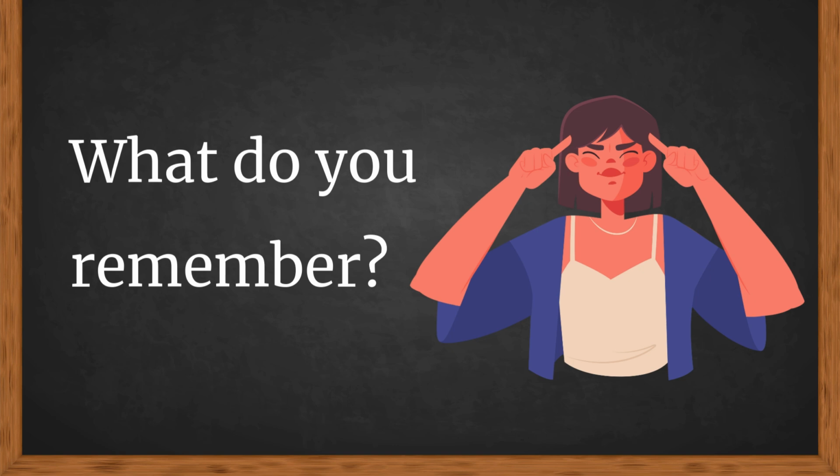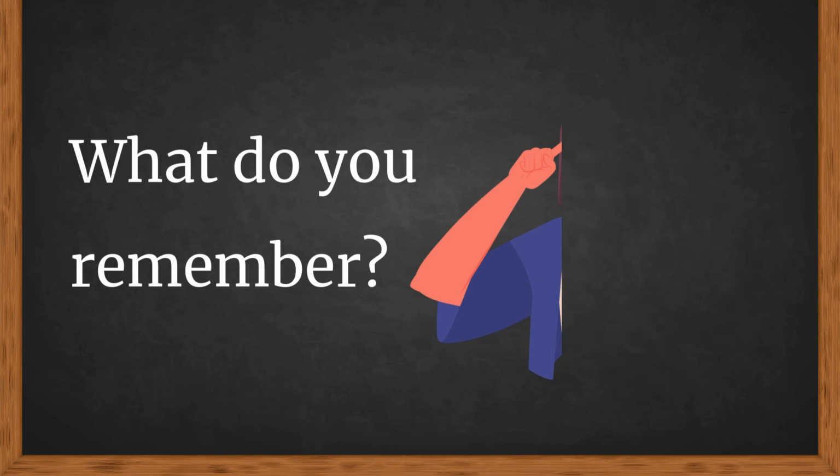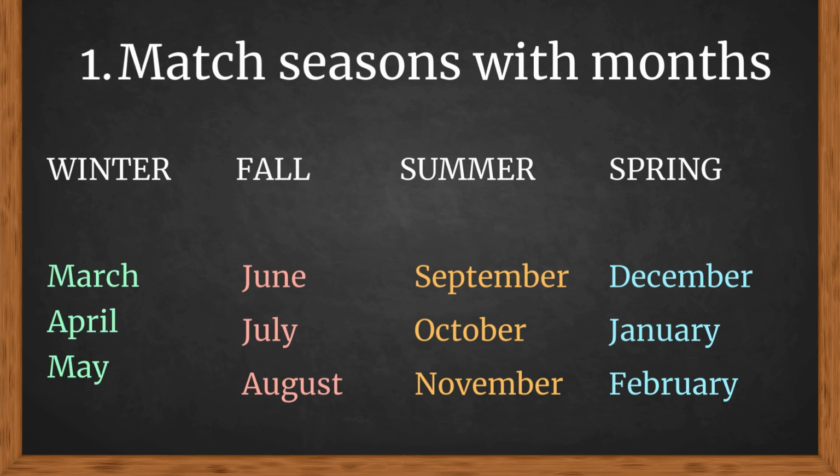What do you remember from the lesson? We will do some small tests about seasons and months. Exercise 1. Look at the 4 seasons and the months on the screen. Your job is to match each season with the 3 correct months. Say your answers aloud or write them.